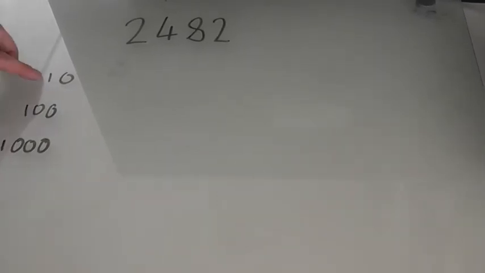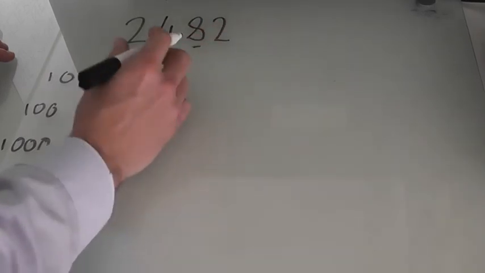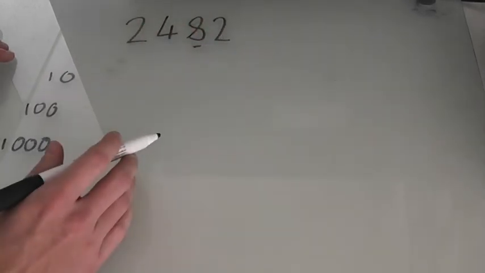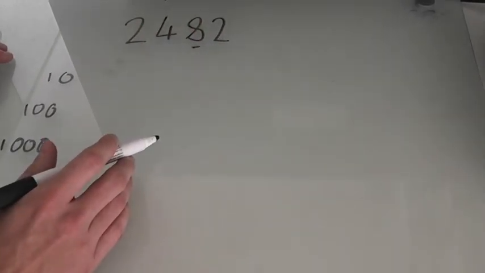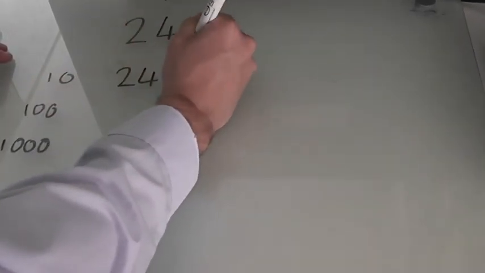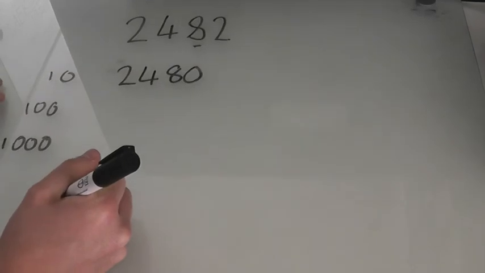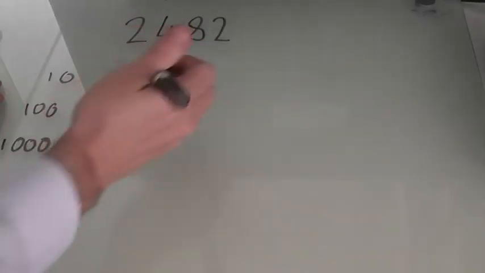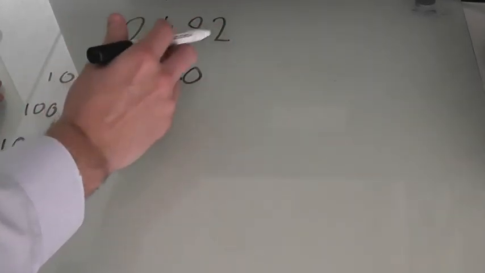Okay, so to the nearest 10, we have a look in the tens column, we've got an 8, look next door, we've got a 2, so is that 5 or more? No it isn't, so we need to round down, so your answer for that one would be 2,480.